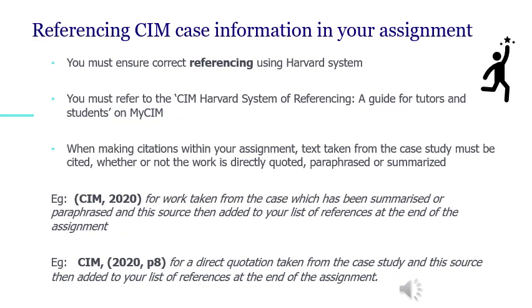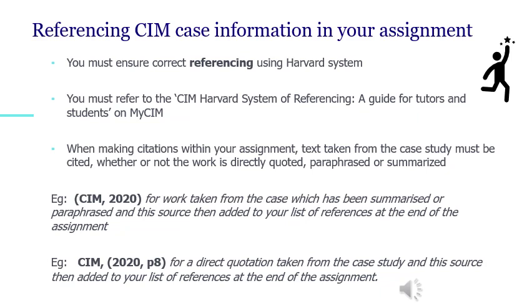When making citations within your assignment, text taken from the case study must be cited whether or not the work is direct quotations, paraphrased, or just summarized. The examples here show how to do this. For example, you would put bracket CIM and the date 2020 for the work taken from the case study which has been summarized or paraphrased. You must remember then to add this reference to your list of references at the end of the assignment.